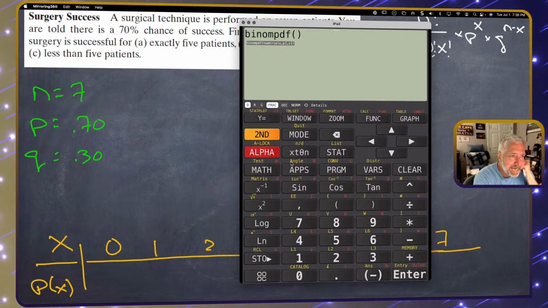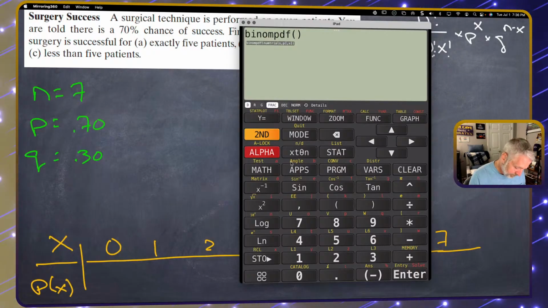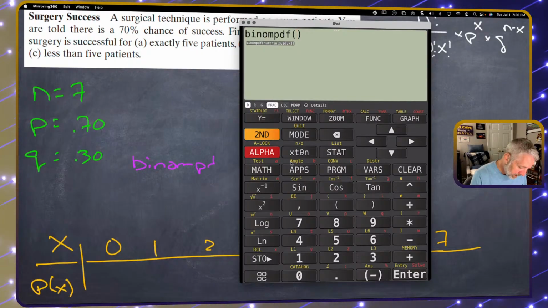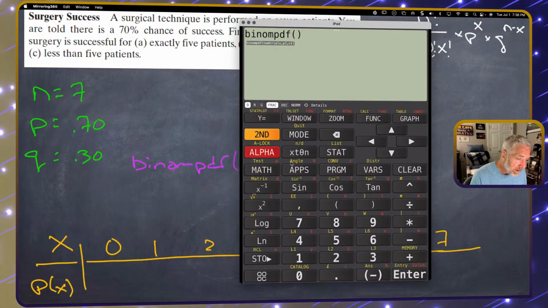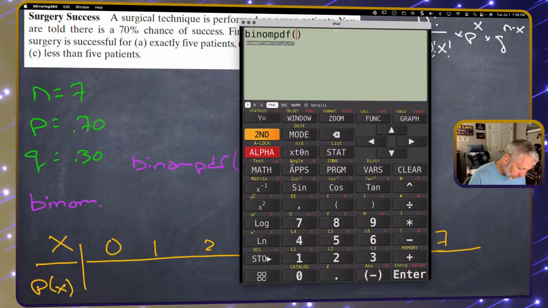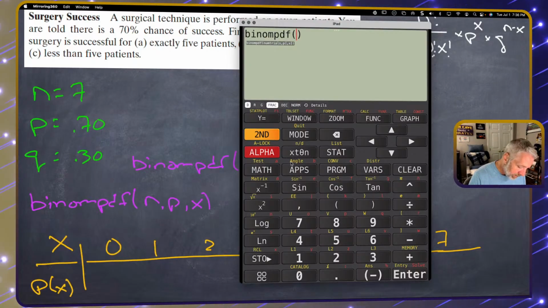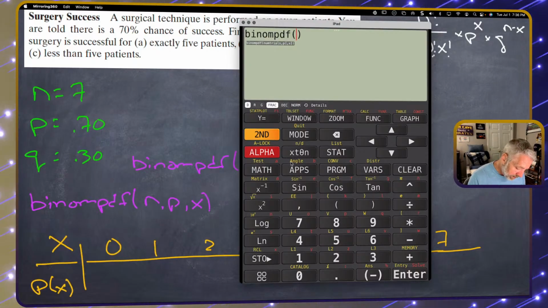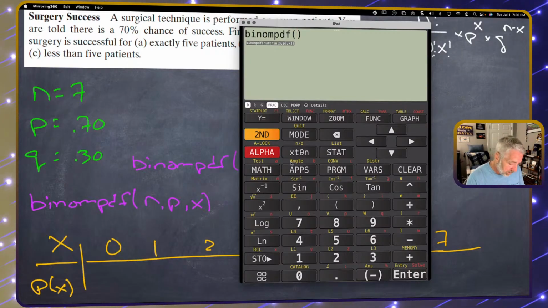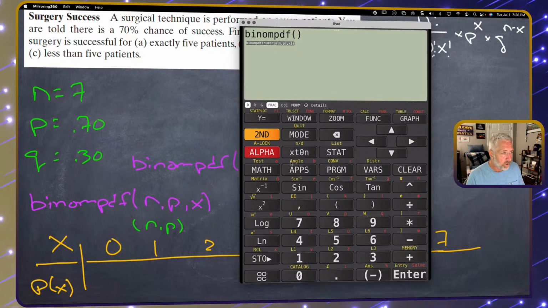And the syntax for this looks like this. It's binomPDF, and it's n, P, and then the specific value of X. Now, instead of putting that X out there looking for the specific value, if you just put n, P and then store it in L1, you can easily see it.